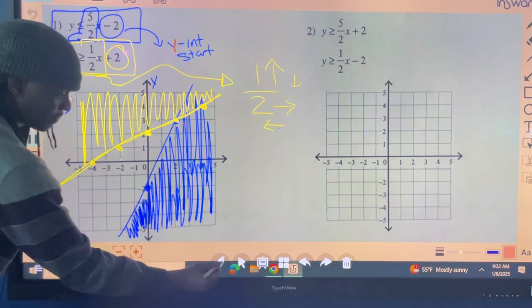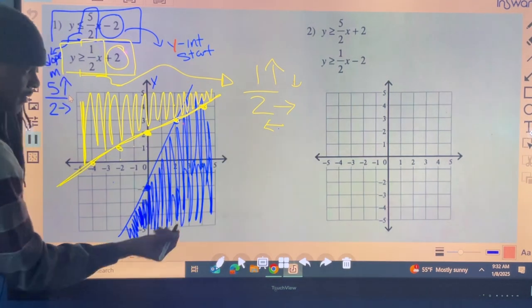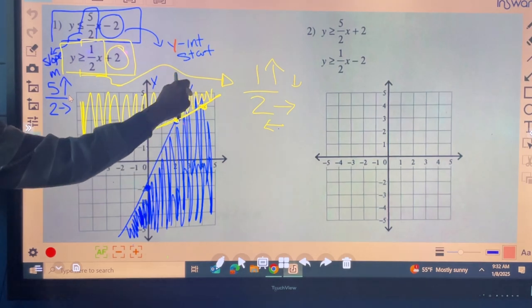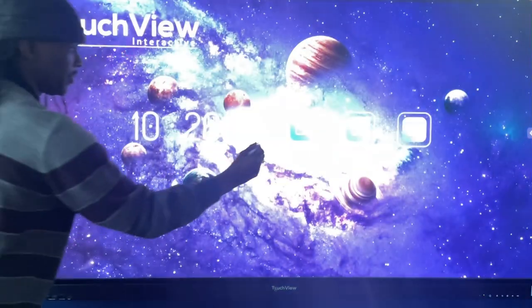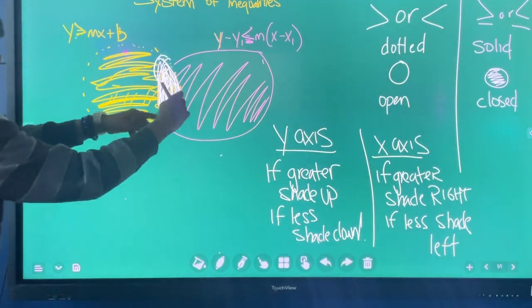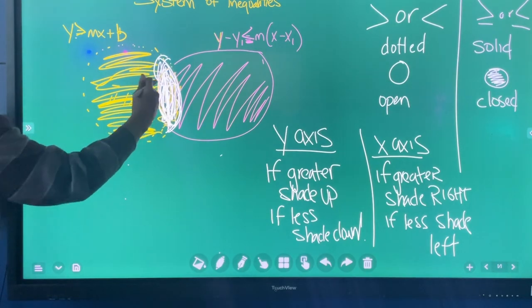If you look, yellow and blue I think make green. This small area is our answer. Remember, we want the area in white where they both overlap. We want this. This will be our area where they both overlap.